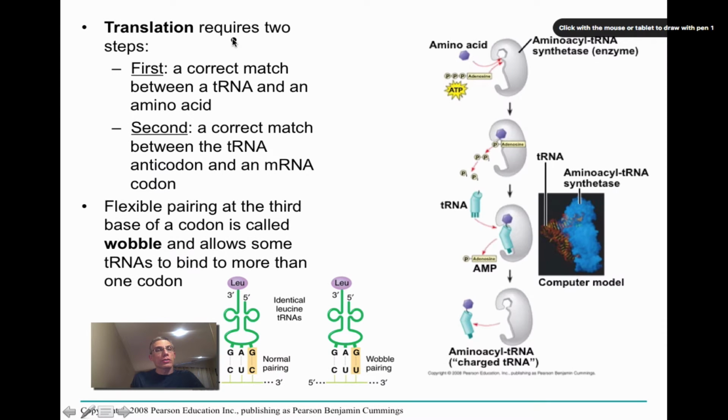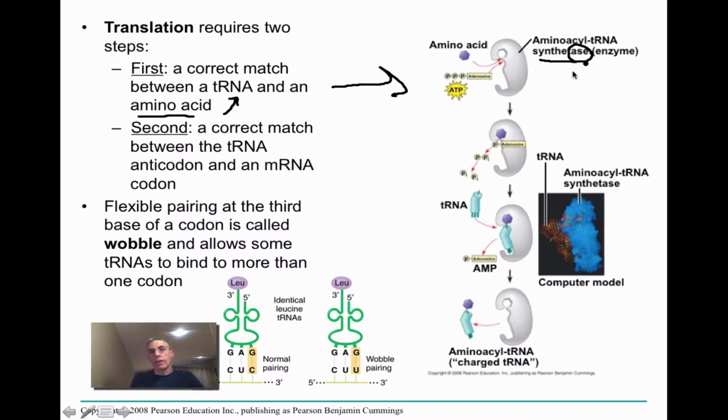So translation is going to require two steps. Now, the very first of those two steps is going to be making sure that we connect the correct amino acid to the transfer RNA. And if you look over here on the right, you're going to notice we have a special type of enzyme called aminoacyl tRNA synthetase. And again, it has the ase at the end, so we know that it's an enzyme. And this right here is going to be that enzyme.